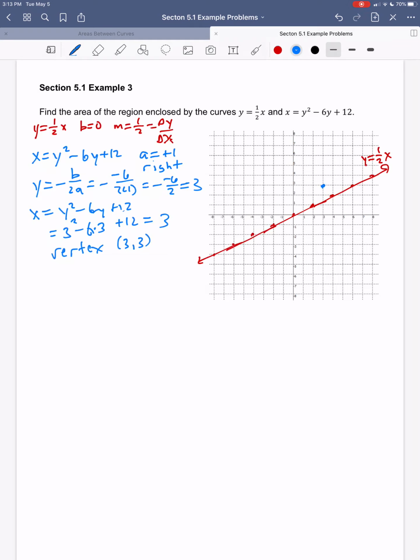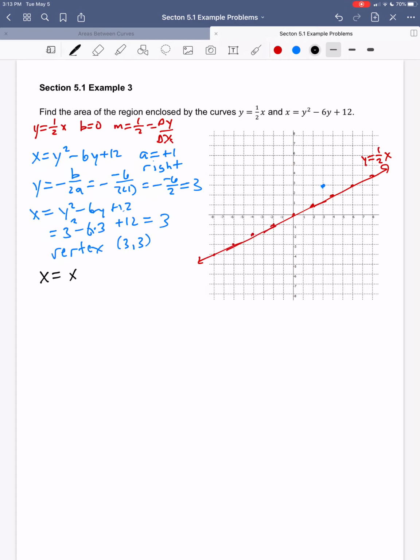I'm going to need to find where these curves intersect. I know it's going to be opening to the right, so it's going to be doing something over here. I need to figure out where it is going to intersect this line. So I need to set those equal to each other. I need to set the x-coordinates equal. So my first x-coordinate, oh, I don't have that.